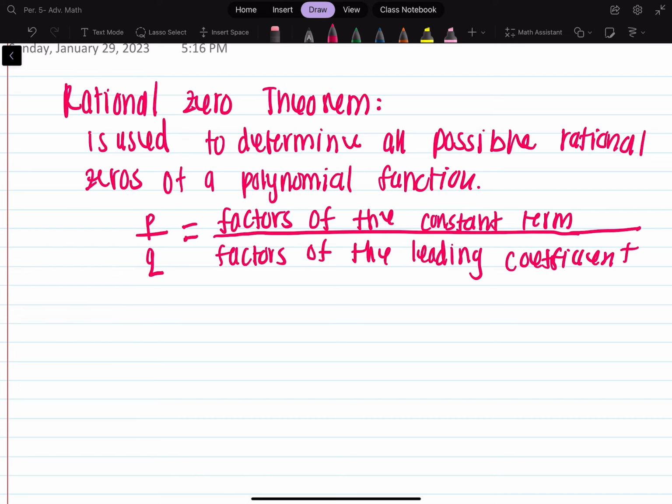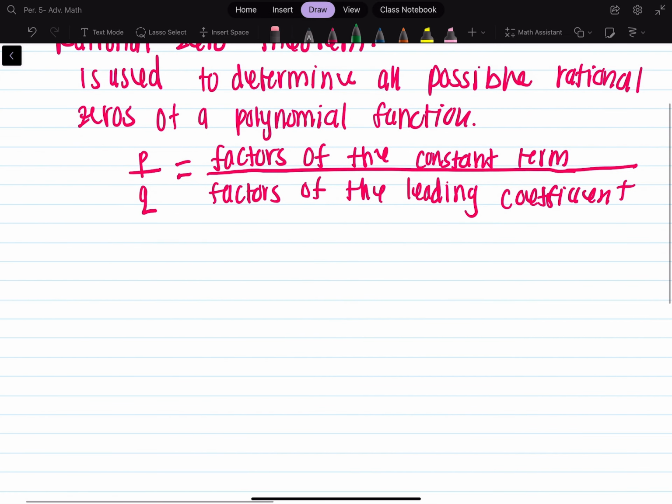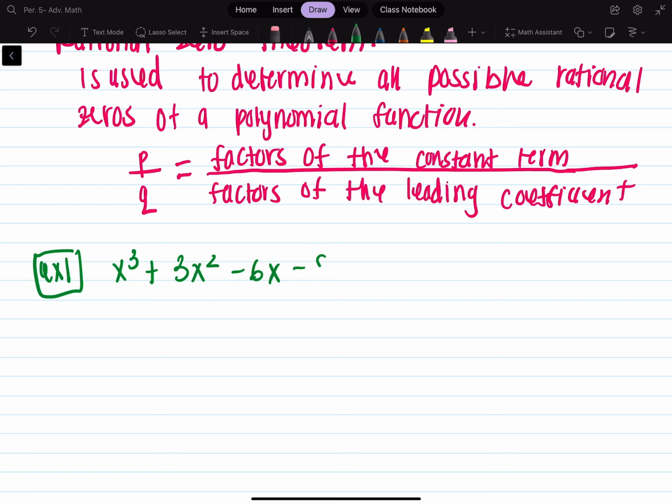Okay, so let's go straight into an example. Let's say that I give you the polynomial x cubed plus 3x squared minus 6x minus 8. Okay, we're going to start off pretty easy. And what I want you to go ahead and do is first we're going to list out all the possible rational zeros, and then we're going to find out the actual zeros.